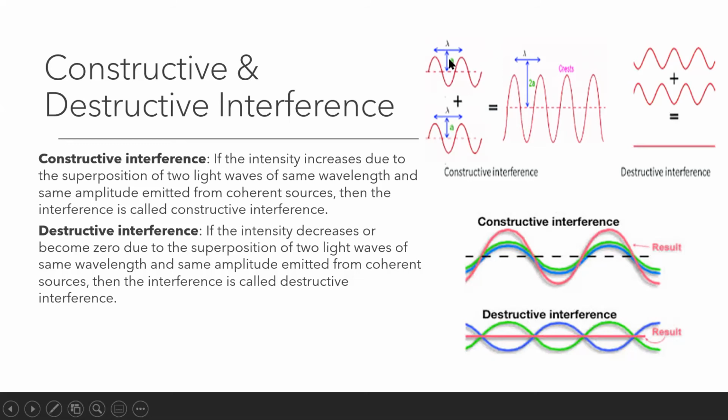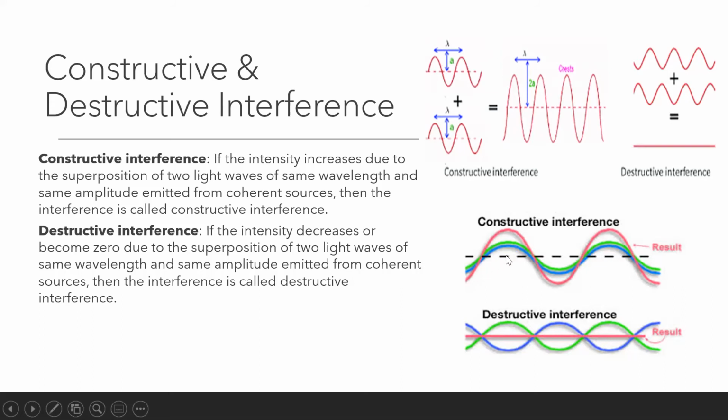So this has an amplitude A. This also has an amplitude A. So when they add up, what we get is a resultant wave which has double the amplitude. So how will it look? It will look with high amplitude, meaning high intensity, bright. So this is how constructive interference takes place.